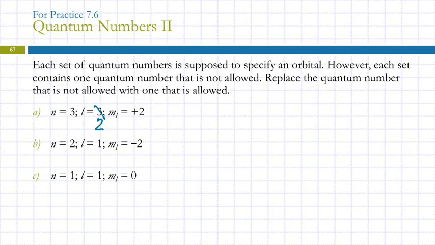Okay, let's look at B. So we could have n equals 2. Is L equal 1 allowed when n equals 2? Yeah? So if L equals 1, can M sub L be minus 2? Nope. Because M sub L is minus L up to plus L. So it could be minus 1, 0, or plus 1. So this is the one that's wrong. And we're supposed to replace it with one that is allowed. So here we have 3 choices. We could choose minus 1, 0, or plus 1. 0 works.